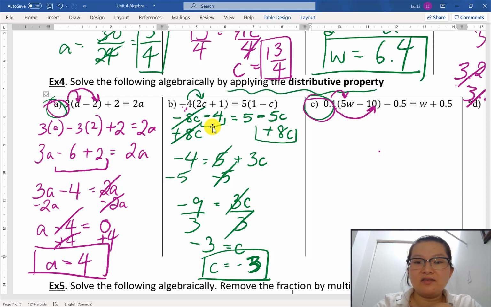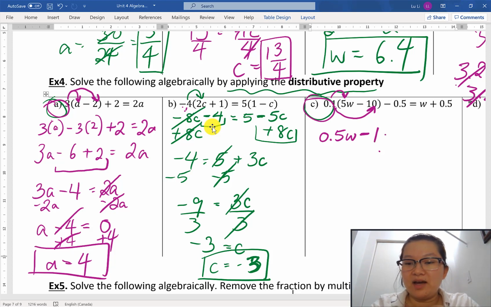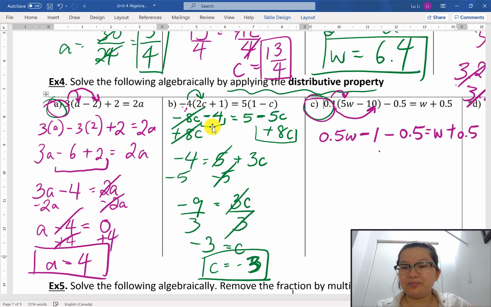0.1 times 5, if you put in your calculator, or you can calculate very quickly, is going to give you 0.5 W. 0.1 times 10, or don't forget the minus sign, that's going to give me 1. Ooh, we like it when numbers work out. Minus 0.5, we keep that, okay? And then equals W plus 0.5. So don't forget everything else on the other side.